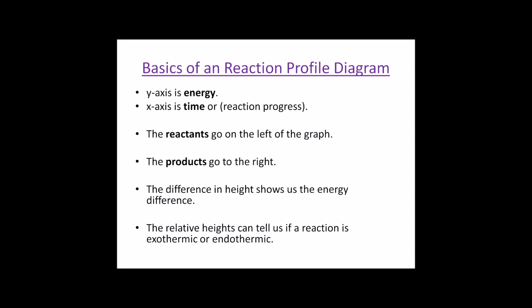So a little recap. The y-axis is the energy, the x-axis is time. The higher up you go on the y-axis, the more energy the reactants or the products have got, and the lower down, the less energy. The reactants always go on the left-hand side of the graph, and the products always go on the right. Even if it's an exothermic or endothermic reaction, it doesn't change that. The difference in the height shows us the energy difference. The greater the difference, the more energy difference there is. And the relative heights tell us if it's exothermic or endothermic. So you must remember that in exothermic reactions the products are lower in energy than the reactants, and it's the opposite way around for endothermic.